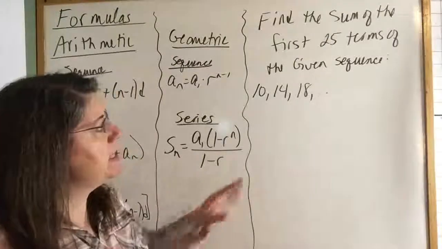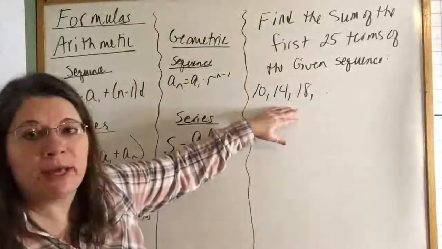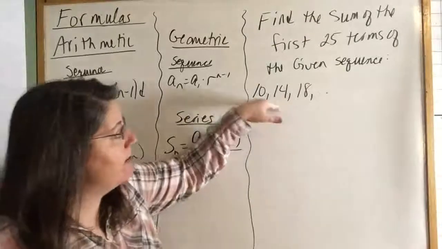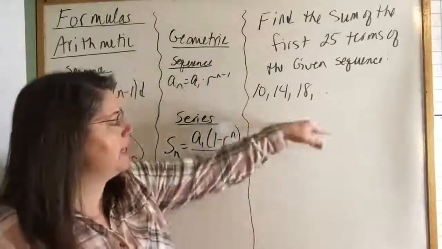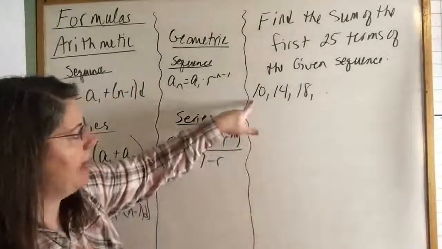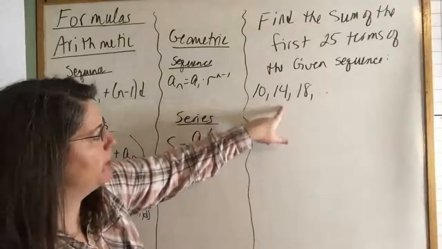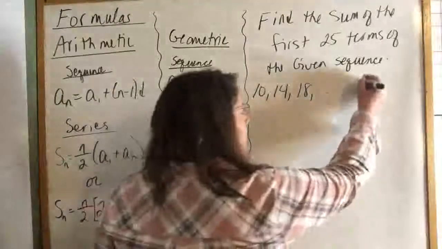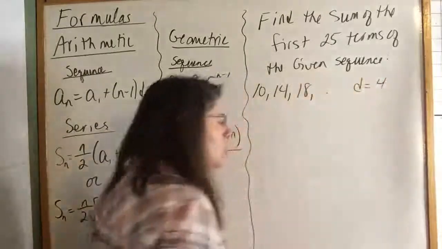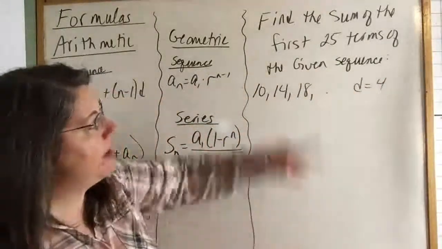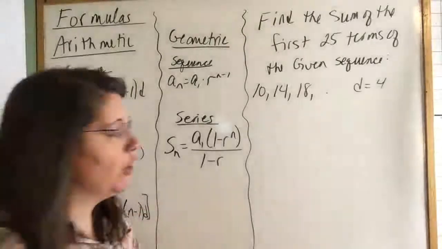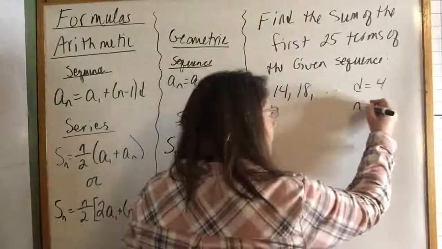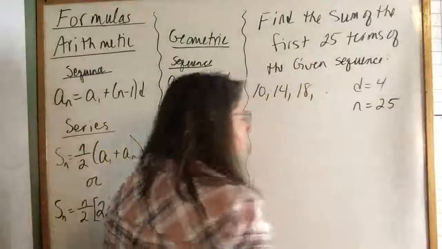So first thing we need to do here is determine, is this one arithmetic or geometric? So do you add something to get to the next term, or are you multiplying to get to the next term? Well, if I add 4, I get 14. If I add 4 again, I get 18. So it looks to me like this one is arithmetic, and our common difference is 4. We're adding 4 to get to the next term. They want us to find the first 25 terms, so that means my n is going to be 25.